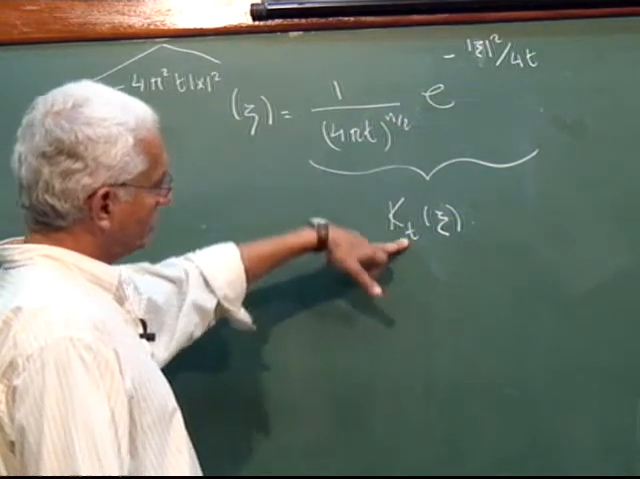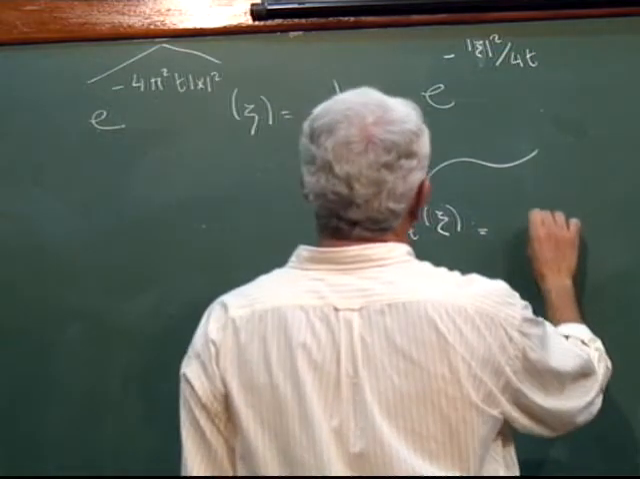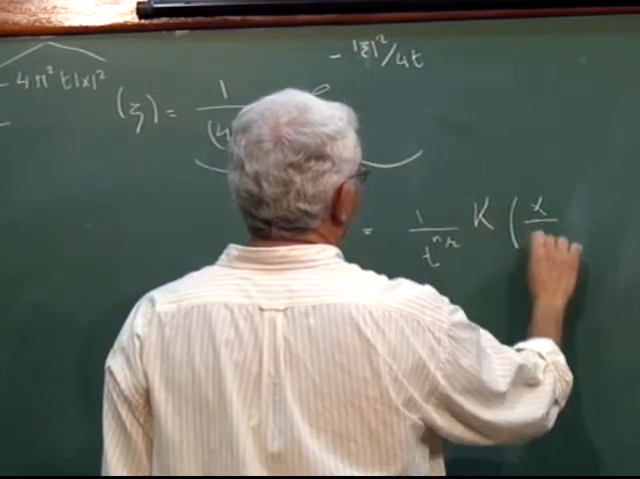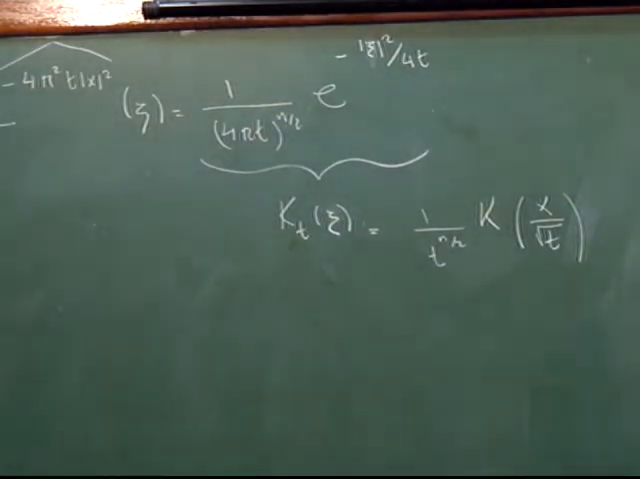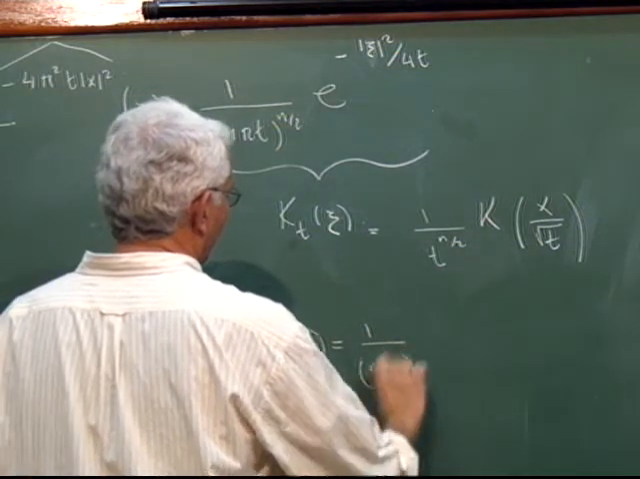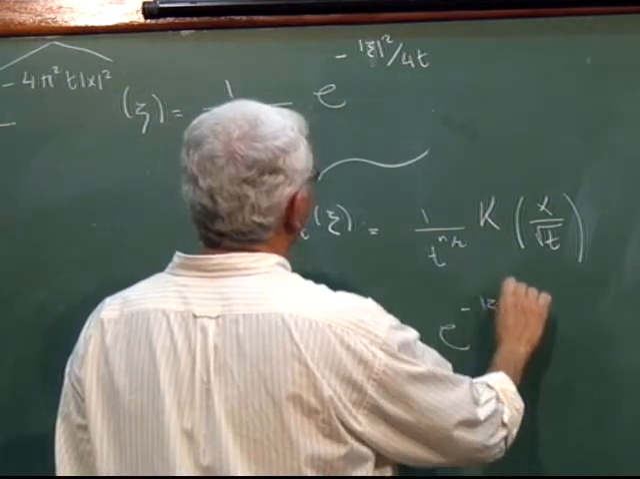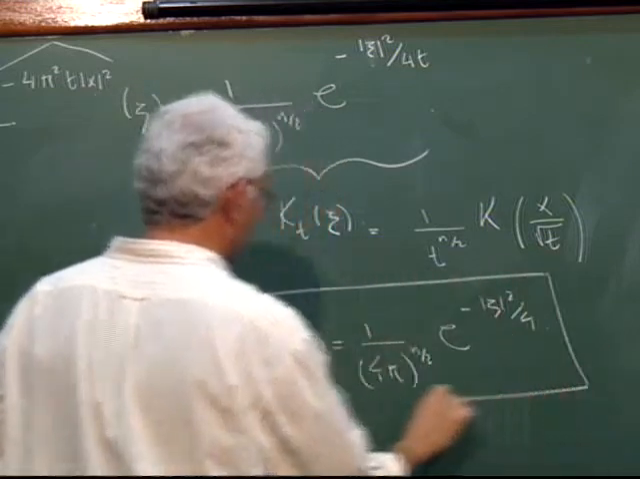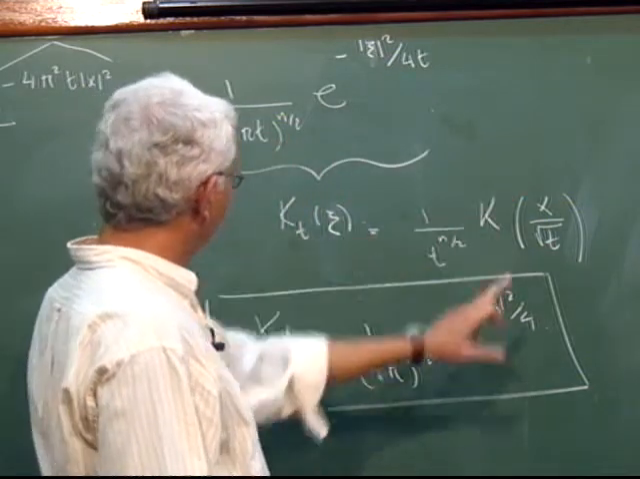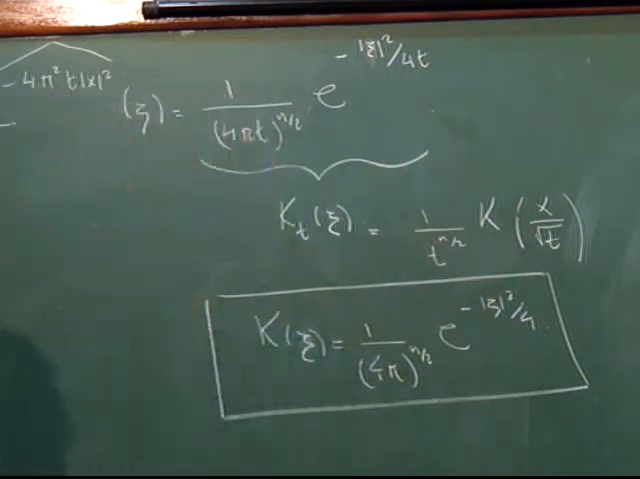Okay, I want to see how this changes with t. This is equal to 1 over t to the n half K of x over square root of t, where K of x is 1 over 4 pi to the n half exponential of minus x squared over 4. If I multiply by this, I get this. If I evaluate in this quantity, I get this one. Is that correct?